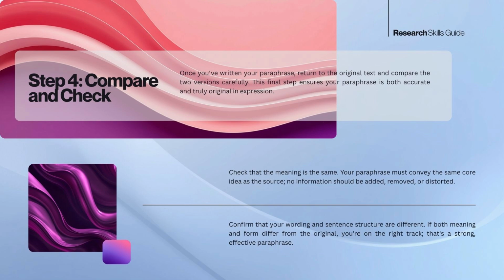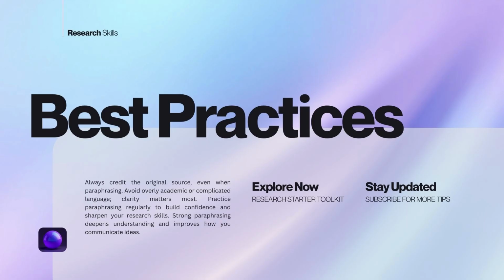Another important point is that paraphrasing does not remove the need to acknowledge sources. The idea still belongs to the original author. You are simply explaining it differently. Good research always gives credit where it is due.